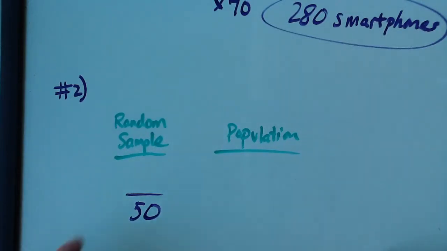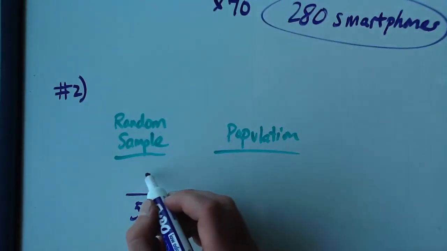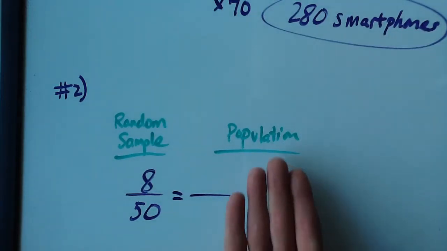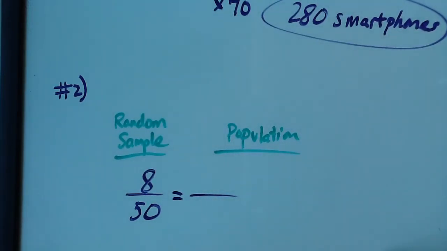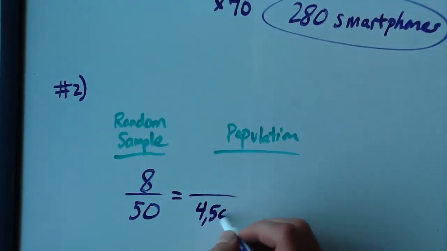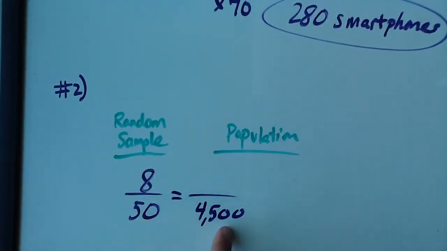Now, how many of these 50 elk in the random sample are infected? Well, 8 of them, right? 8 out of the 50 elk are infected in the random sample. Okay, so here's our first ratio, 8 out of 50. We're going to set this ratio equal to another ratio of elk in the population. So how many total elk are there in the wildlife preserve? Well, it says in the first sentence the population is 4,500 elk, right?